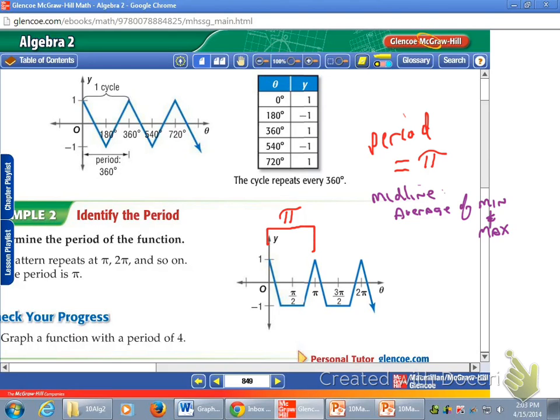So I'm looking at trying to find the midline now. I want the average of the min and the max. What's the minimum on this one? -1, and the maximum? +1. So just like on the last problem, this is going to end up being a 0. So my midline is 0. Okay, so the amplitude is going to be how high above or how high below the midline it goes. And this one it goes how much? Just 1. So domain and range, I forgot about it. Let's make sure we do domain and range. Let's see, the domain.